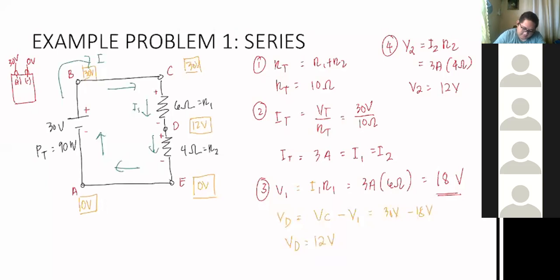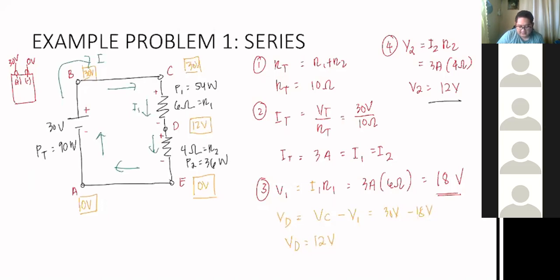Okay? Then, punta tayo sa P1. Anong value kay P1? So, same lang din, I times V lang tayo. So, I natin is 3. Ang V natin, so, ano ba yung V dito? So, V1, yung drop natin. So, 18 times 3 is 54 watts. Then, sa P2, so consider yung voltage V2 natin times yung 3. So, we have 36 watts.